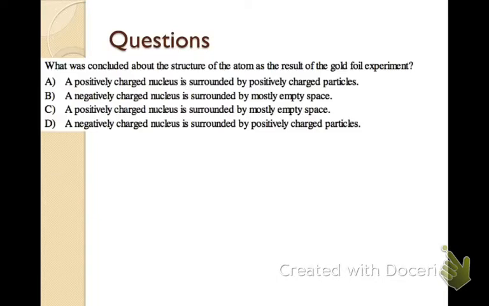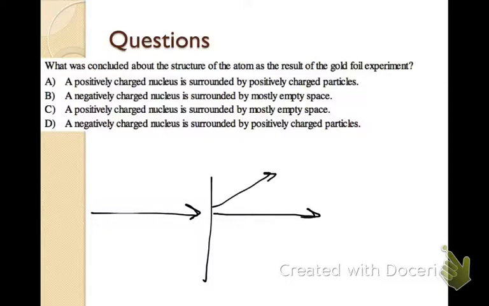The next question. What was concluded about the structure of the atom as a result of the gold foil experiment? So again, you do need to know the experiments. So let's think back to the gold foil experiment and who did that. We know it was Rutherford's experiment. He took alpha particles and bombarded a piece of gold foil. Some of those particles went straight through. However, some were deflected and some even bounced back.